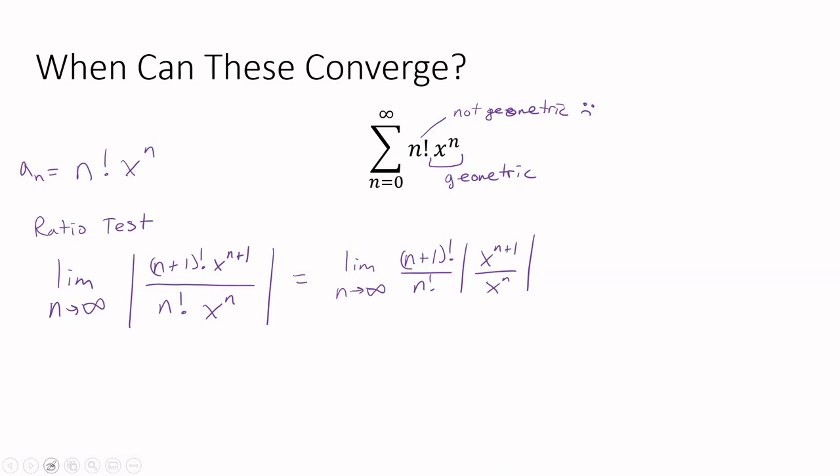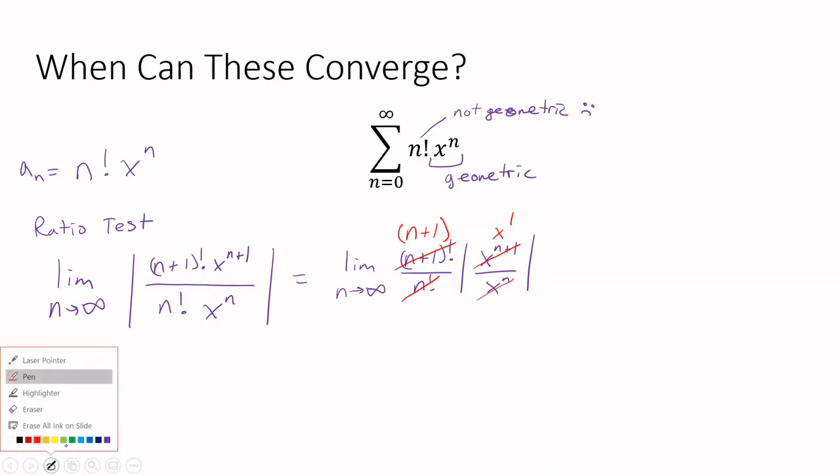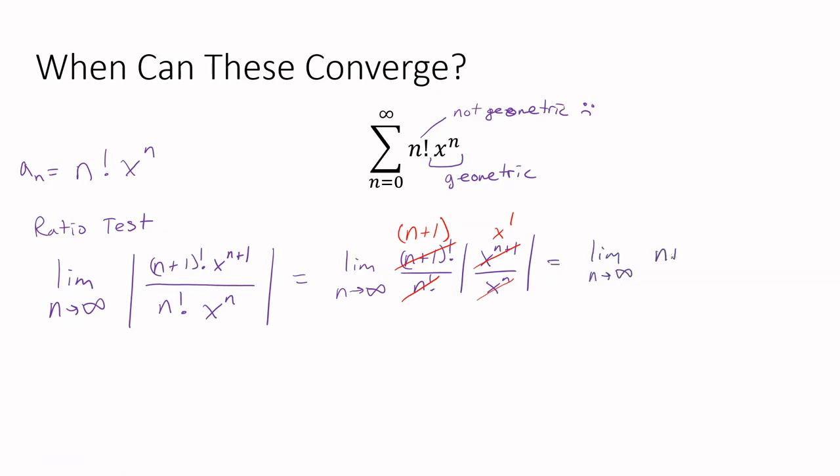Okay, and then I got to think, well, I'm doing ratio test. The whole point of ratio test for this is that it's nice and hopefully things will cancel, and they do. So what ends up canceling here? Well, n plus 1 factorial over n factorial leaves me just an n plus 1 on top. Okay, over here, x to the n and x to the n plus 1 leaves me just an x to the 1 on top. So let's keep going here. So then this now is the limit as n goes to infinity of n plus 1 times the absolute value of x.